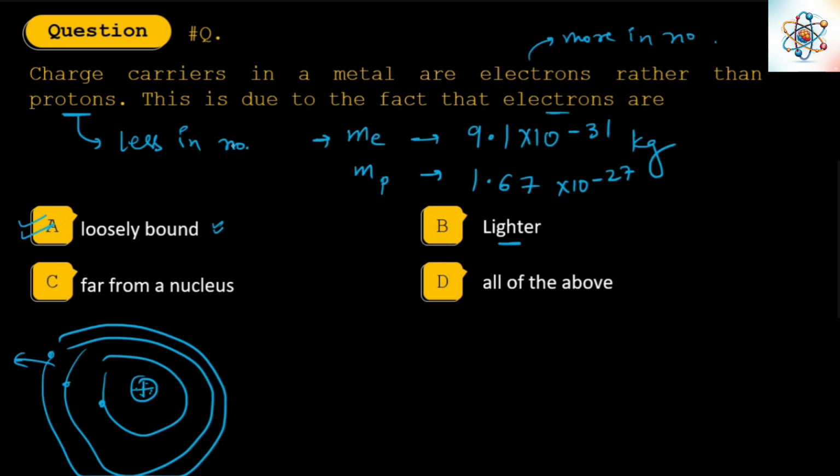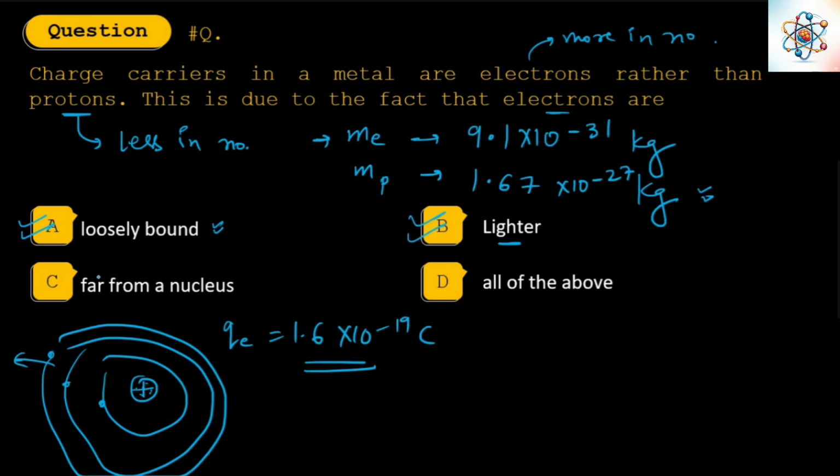No, that is the charge of electron, 1.6 times 10 to the power minus 19 Coulomb. This is mass. Option B says that electrons are lighter in mass. So yes, electrons are lighter in mass. You can check their masses. Proton is much heavier than that of electron. So they can easily escape. So this option is also ideally correct.